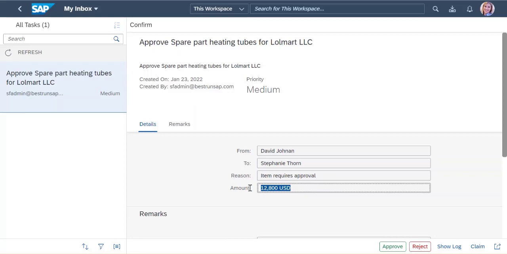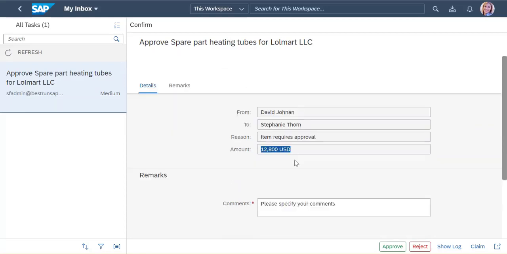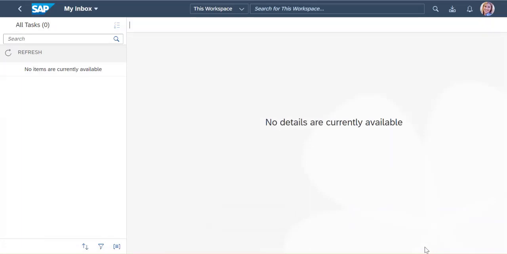The amount is too high, might be a mistake. So I will reject this and ask for clarification on the amount again. So I'm rejecting. Right, now my inbox is clear, everything was handled. I'll go back to my home page.